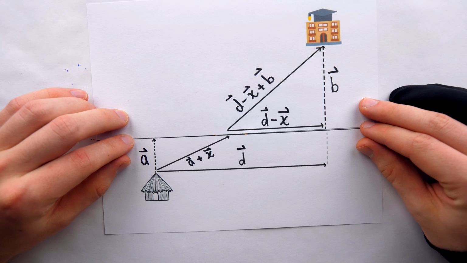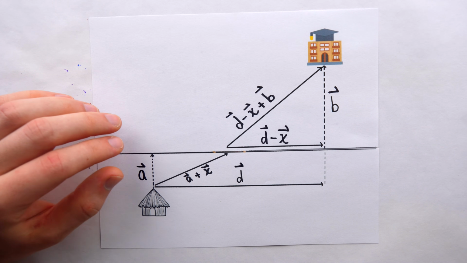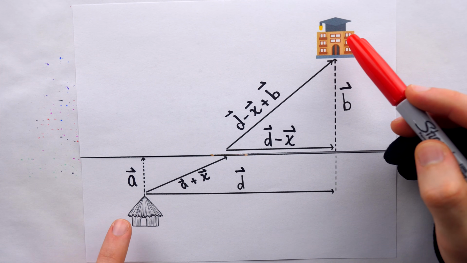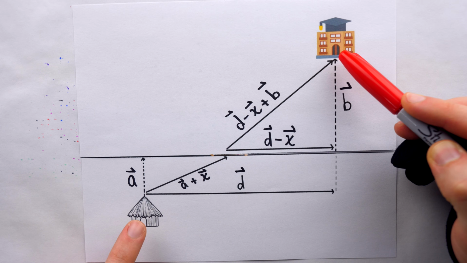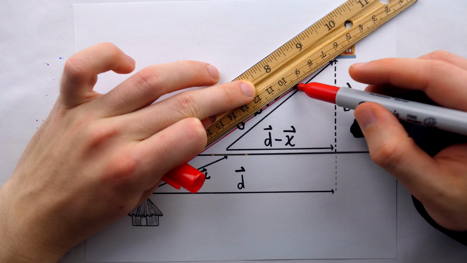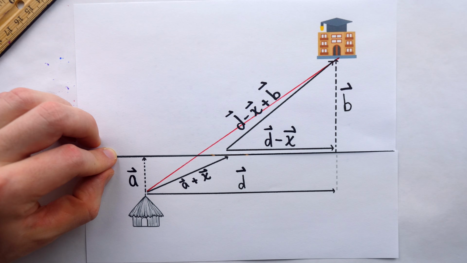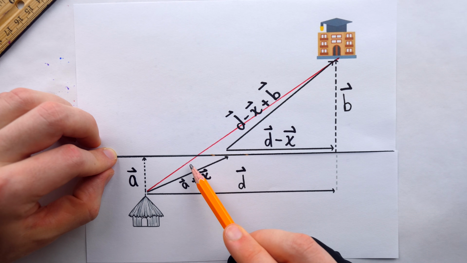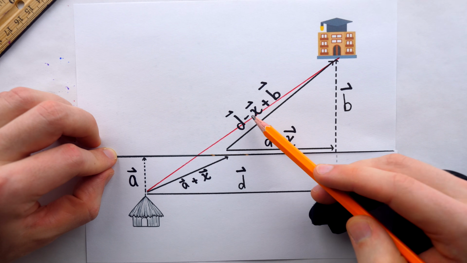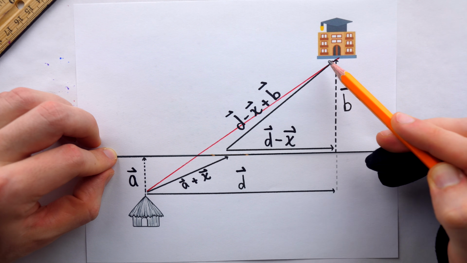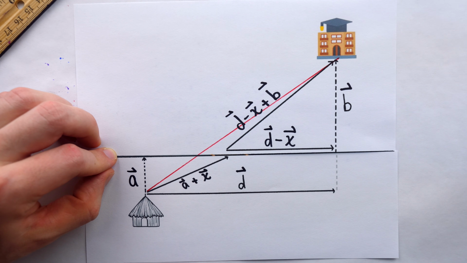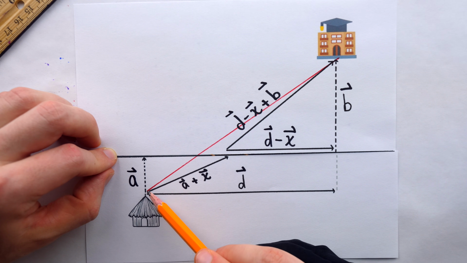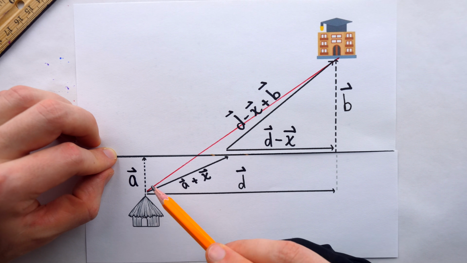And at this point, the solution should appear immediately. What's the shortest distance between 2 points? Well, of course, it's a straight line. By the triangle inequality, we know that the length of this part of the path, a plus x, plus the length of this part, d minus x plus b, will be at least as big as the length of the straight line from the hut to the school.